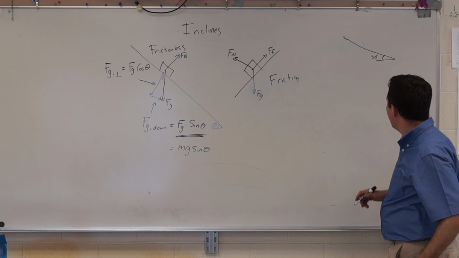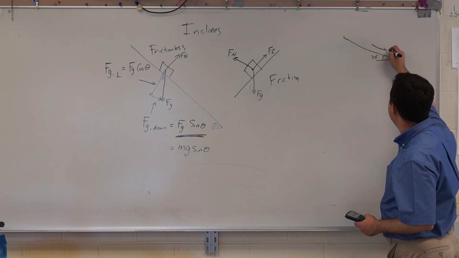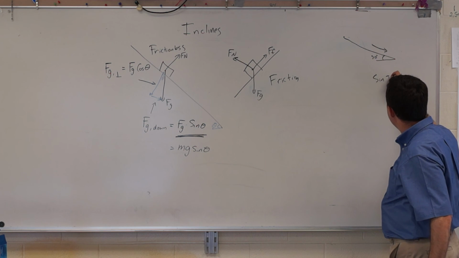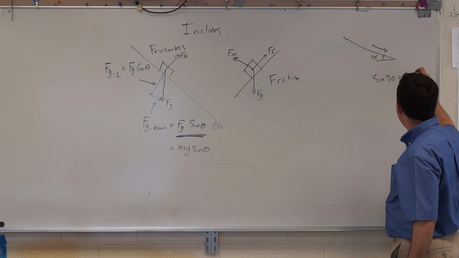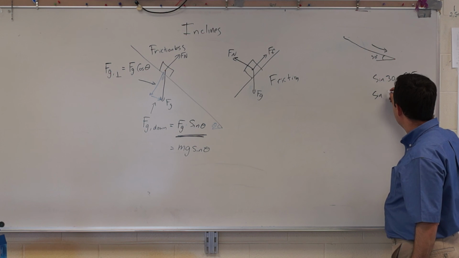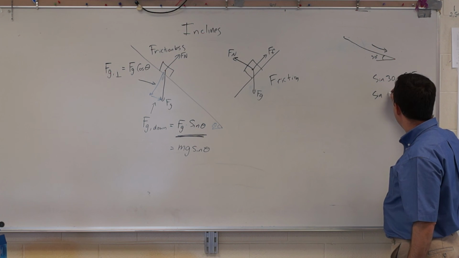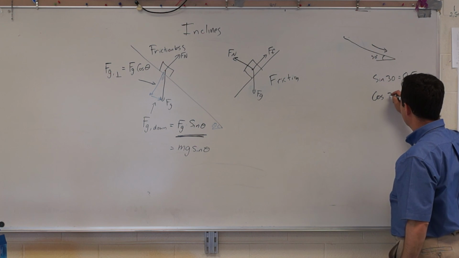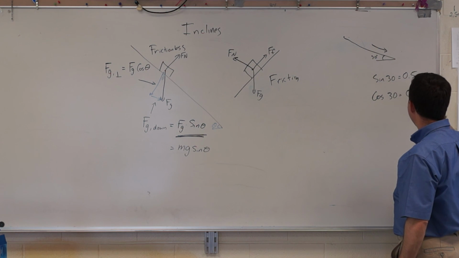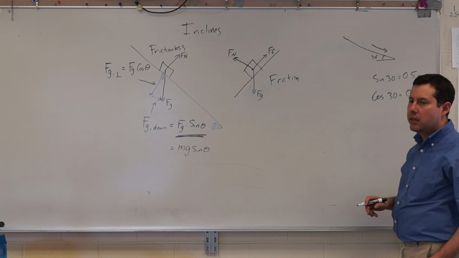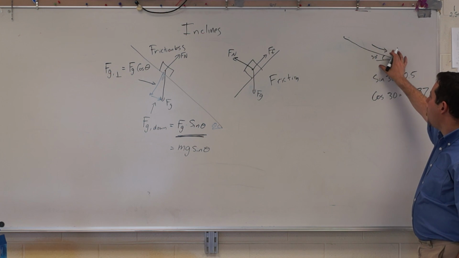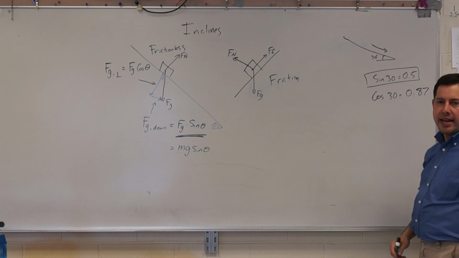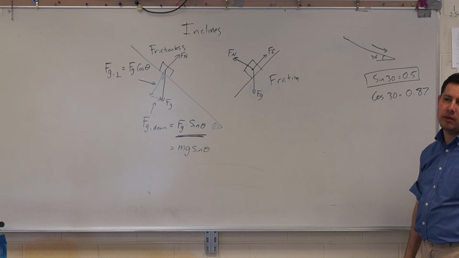So if you can't remember whether it's cosine or sine that pulls you down, just think about it this way. Sine of 30 is 1/2. Cosine of 30 is 0.87. So it's a small angle, so you shouldn't have as much force pulling you down the incline, so it should end up being the sine, which is the smaller of the two numbers.